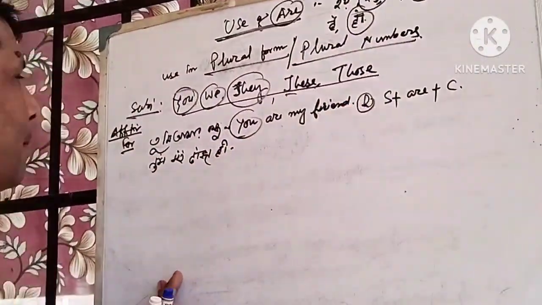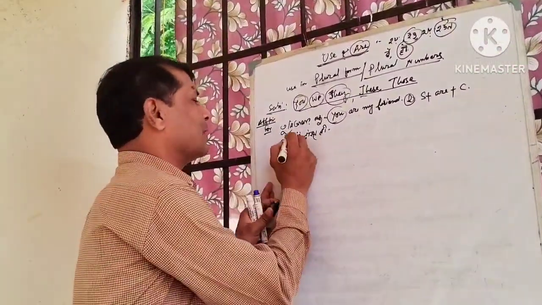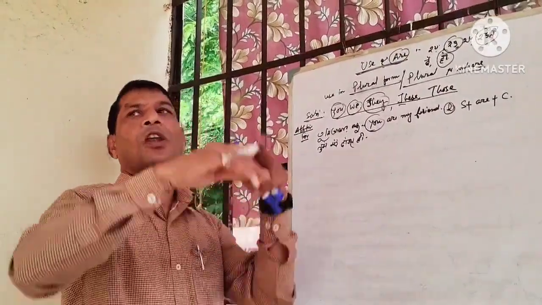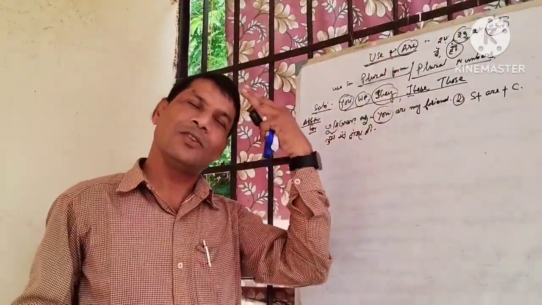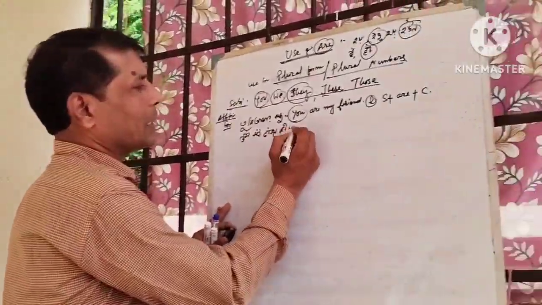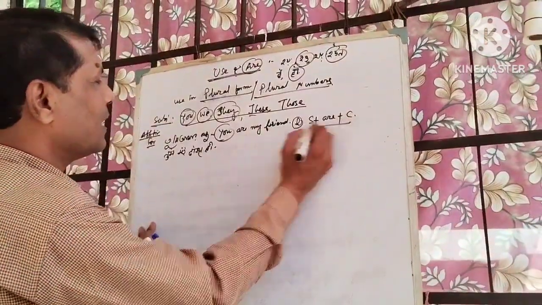You are my friend. Tum and tum log both are the same. You would use sometimes for a single person and for all of you. You is you. Others call it all of you. So, you are my friend. Same rule, and same structure.